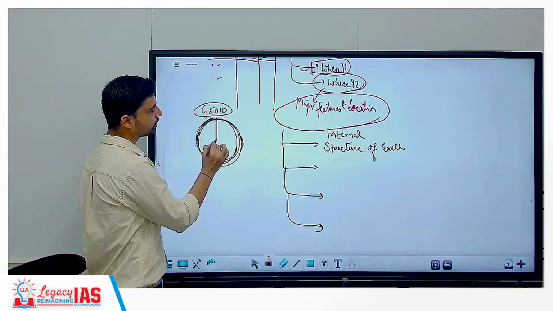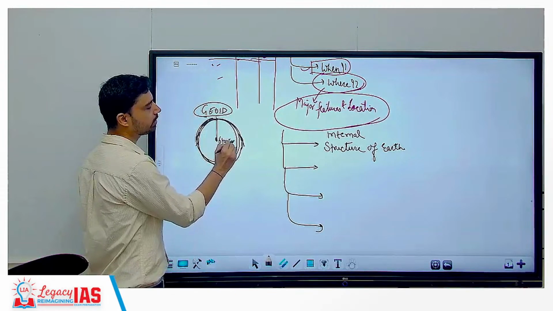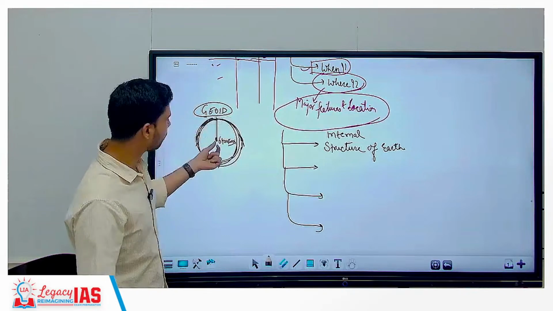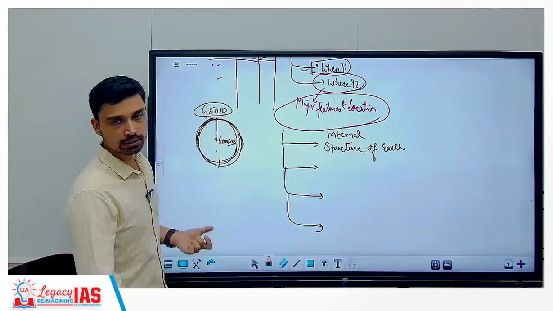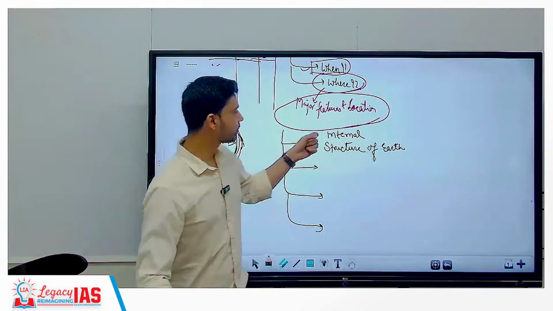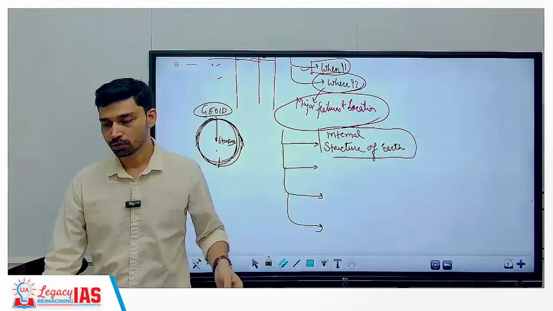So what is the distance from the center to the surface? Roughly 6,400 kilometers. Okay, so what are the different layers from the center all the way up to surface? What are their characteristics, their properties? How have they formed and developed? That is what we have to study in the first part, the internal structure of the earth.